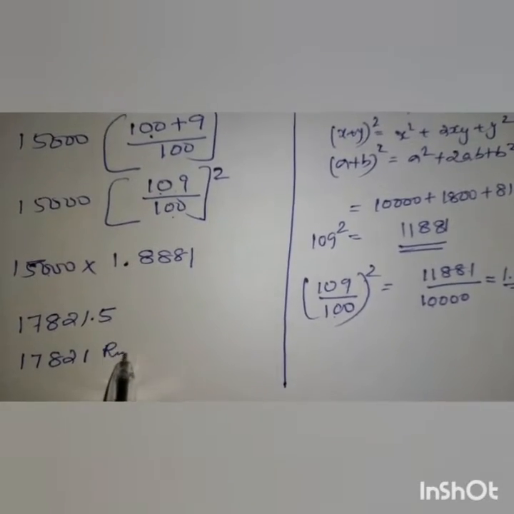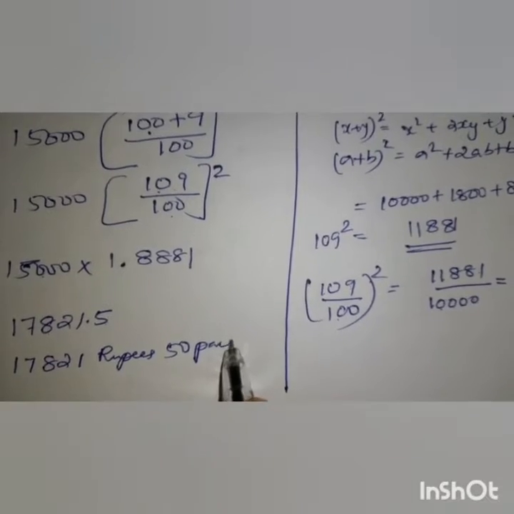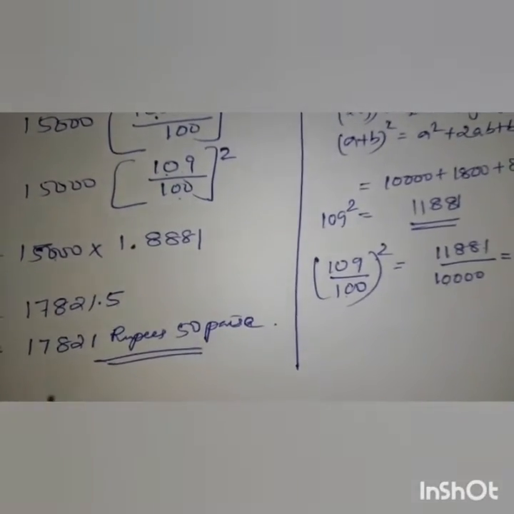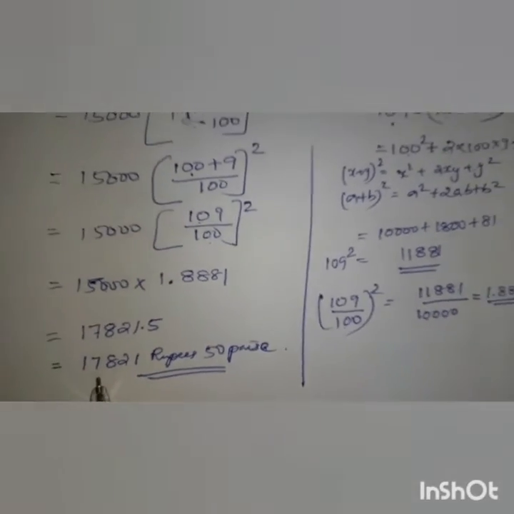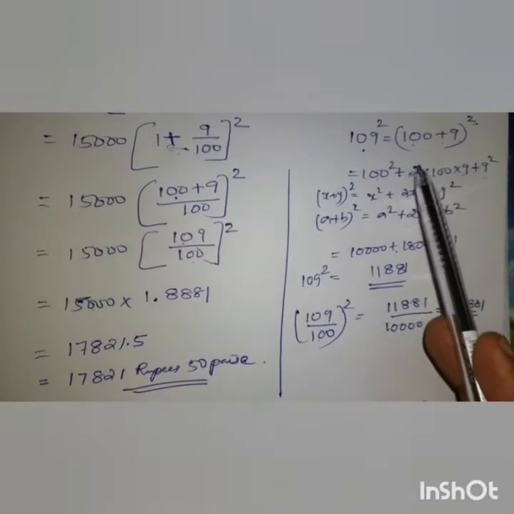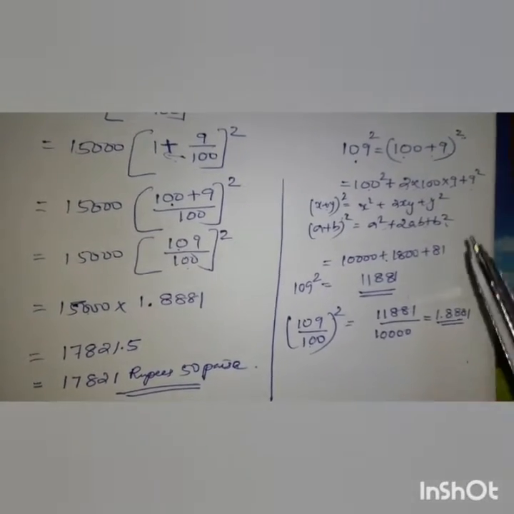That is 17,821 rupees and 50 paise. This is the amount you are getting from the bank after 2 years. So this is the calculation of 109 square, in the a plus b whole square form. You have to calculate it.